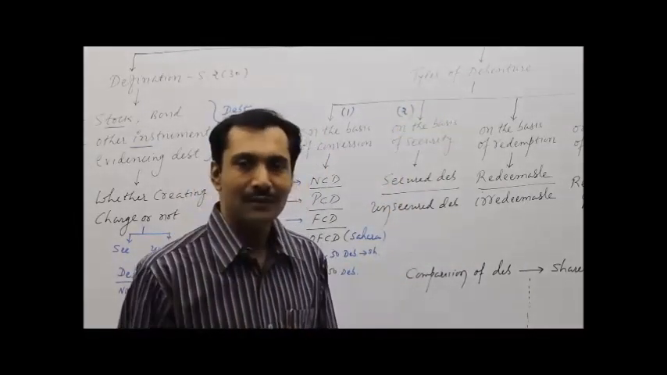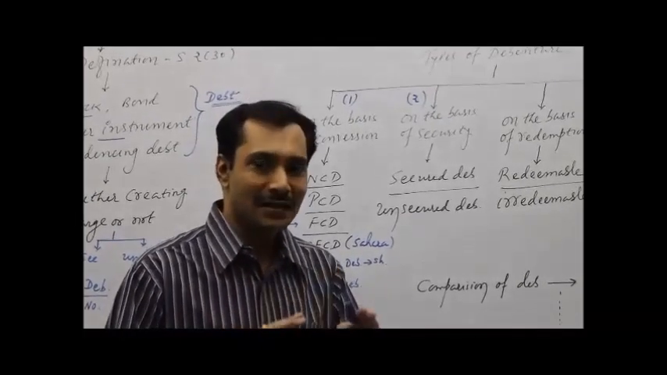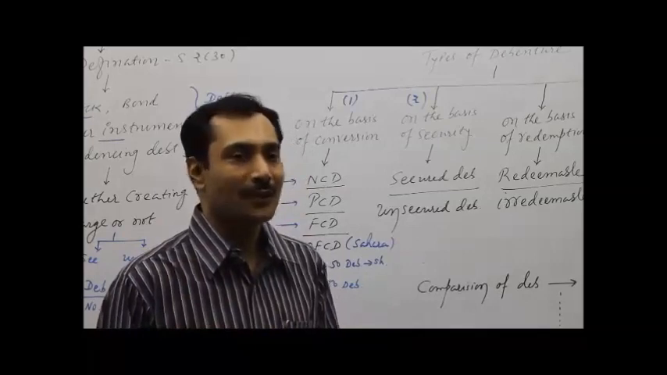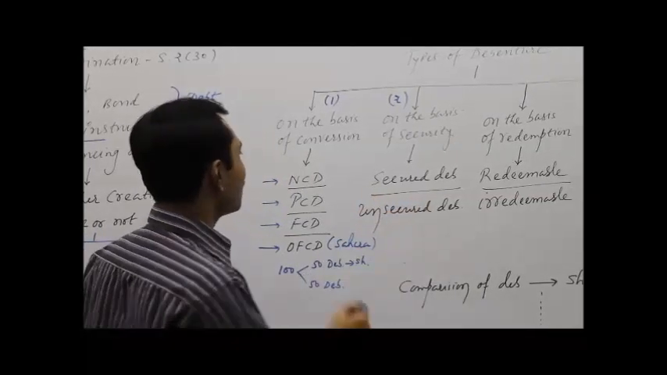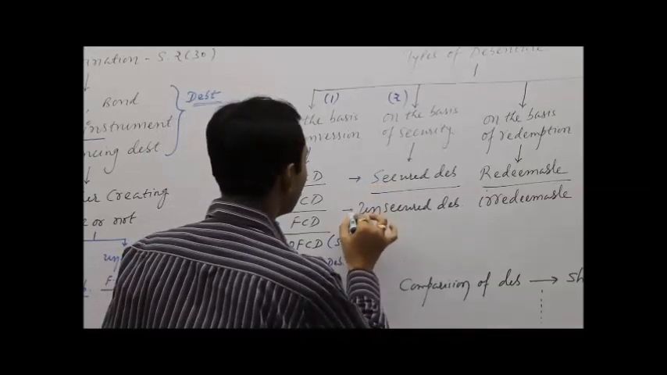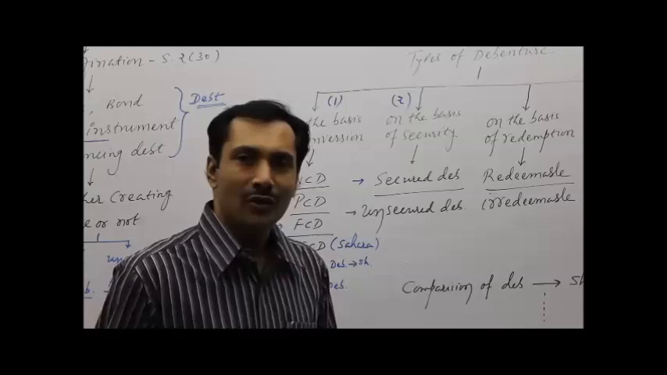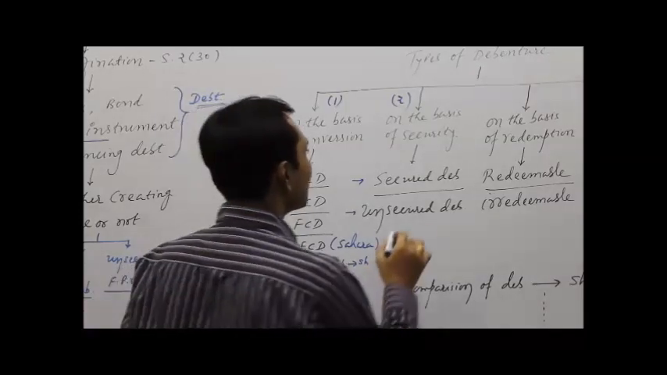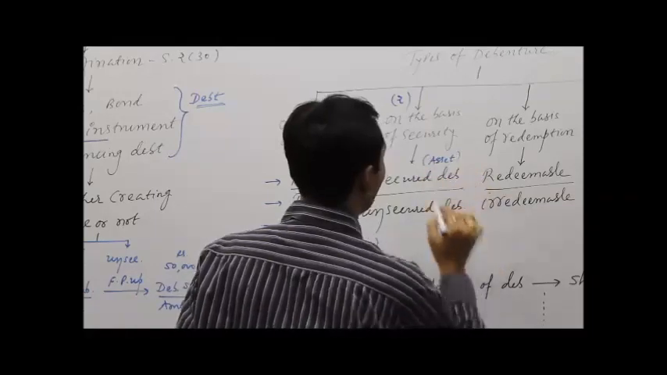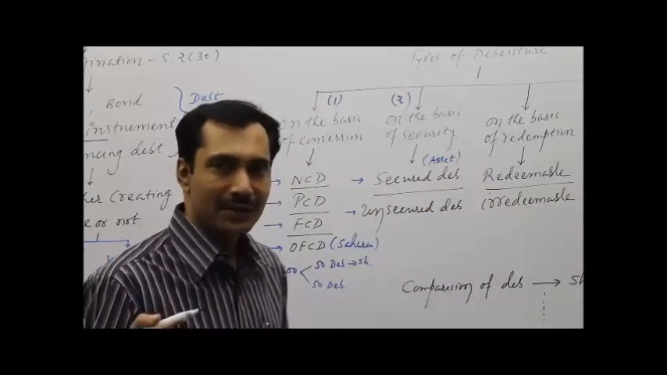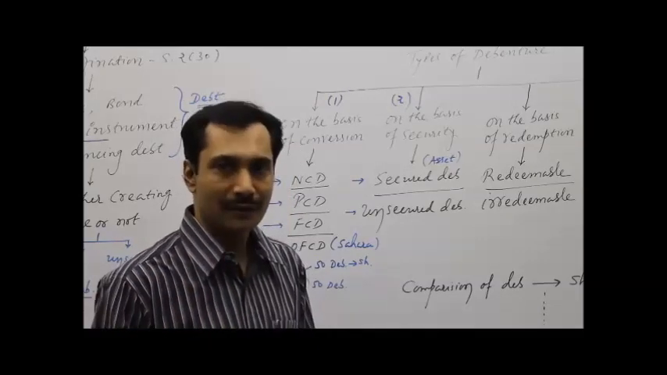From the definition, we have concluded that a debenture can be either secured or unsecured, right? So there are two categories of debenture, secured debenture or unsecured debenture. A debenture is said to be secured when some security is created on the asset of the company for the purpose of its repayment, that you may say redemption, right?